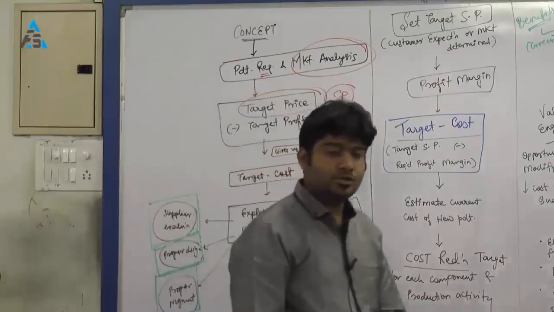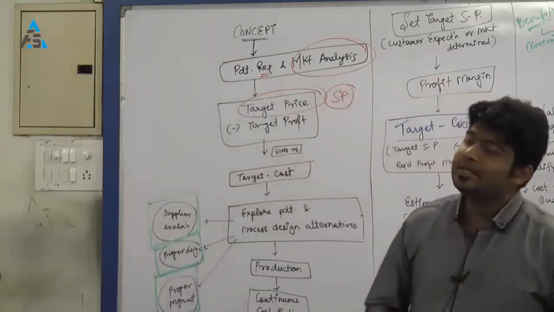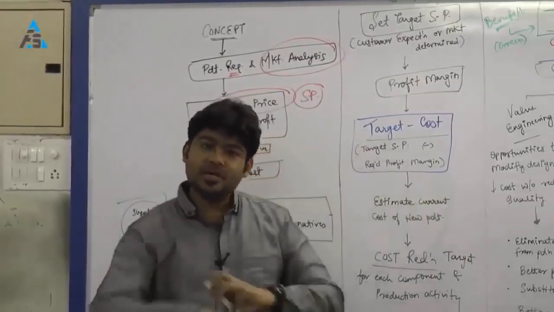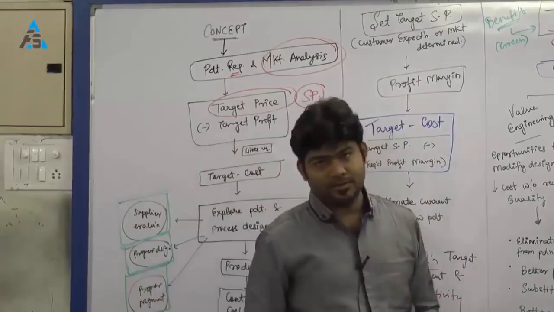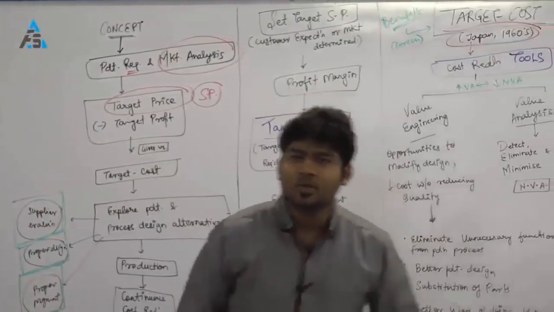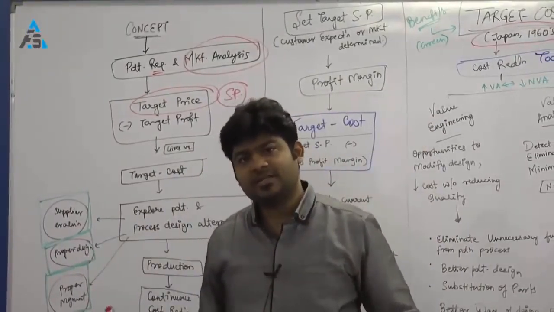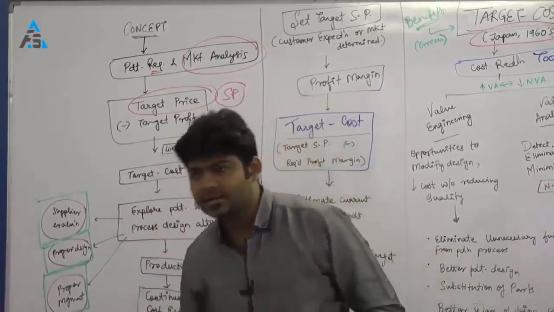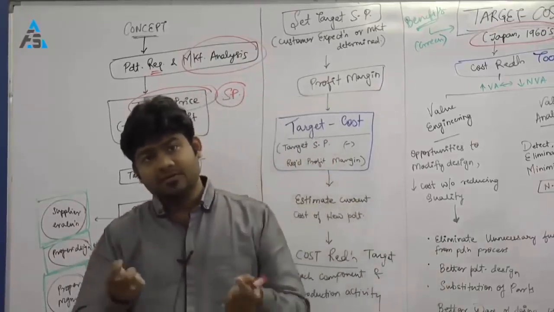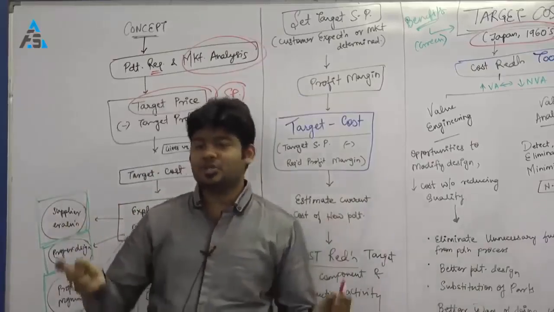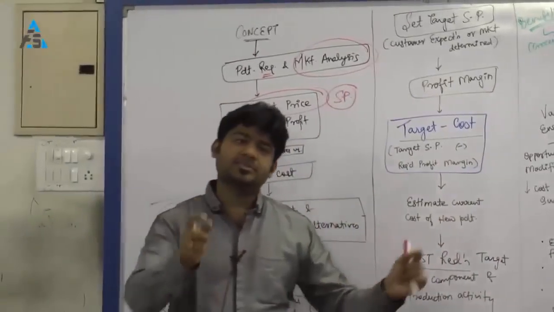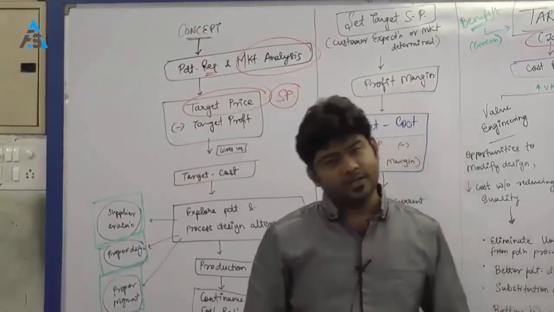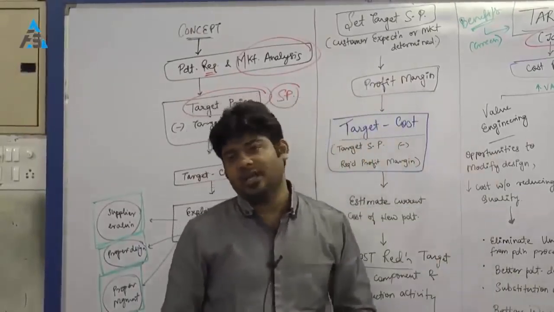Now target cost usually is kept by the companies which sell products which are already prevalent in the market. Because agar now main pen bana raha hu, to already pen ka ek market hai, well established market. Agar main bags bana raha hu, bags ka already well established market hai. So now I am entering into a market which is already established, which already has a selling price which is controlled by the market demand and supply. So I cannot dictate my terms as far as selling price is concerned.